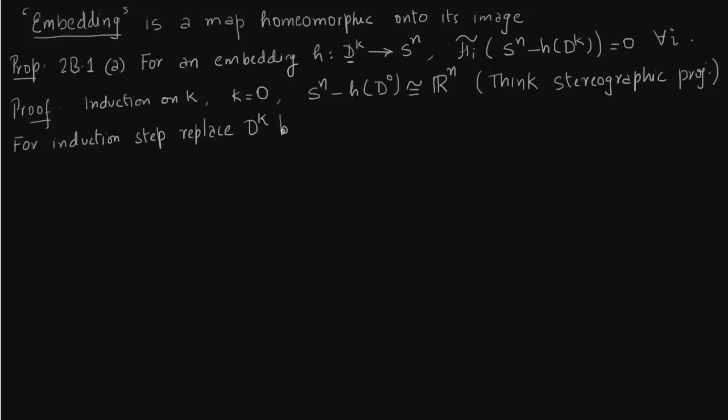Now for the inductive step, we replace D^k by this interval I^k. I^k is nothing but the interval from 0 to 1, so this will make our proof easier. Notice that we are going to reuse this property, that H̃_i of S^n minus I^k has to be 0. This has to be proven. We first construct these two sets. For the inductive step, obviously you have to construct I^k from I^(k-1).